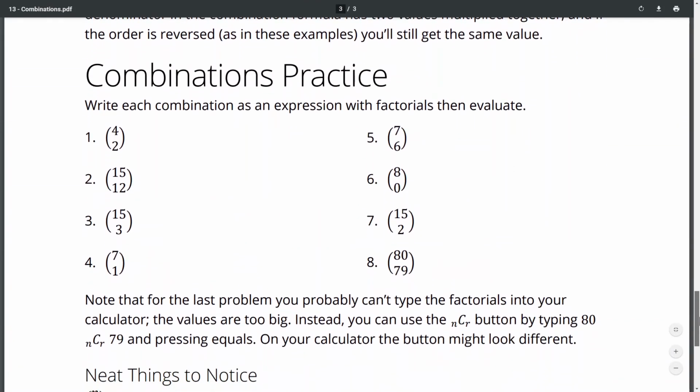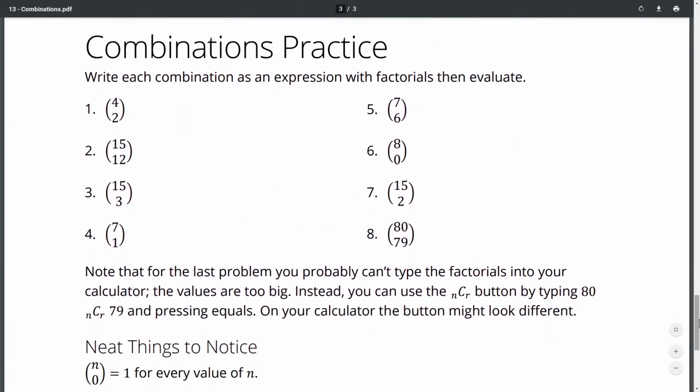And I have a little bit of practice for you to try, and then I have a few notes. So I want you to try each of these combinations. You can try writing them out with factorials, and then you can try evaluating them. I'm going to point out this last one though. You probably can't use the factorial buttons on your calculator because 80 and 79 are extremely large numbers when you take the factorial of 80 and 79 factorial.